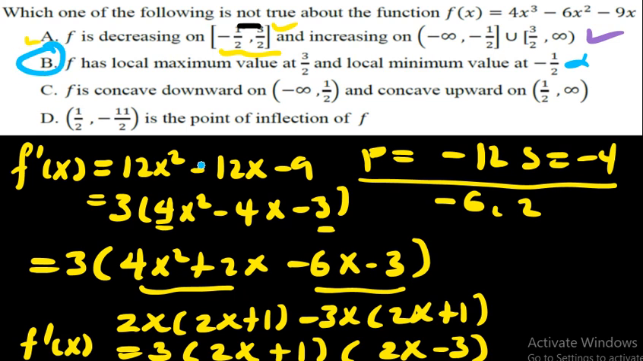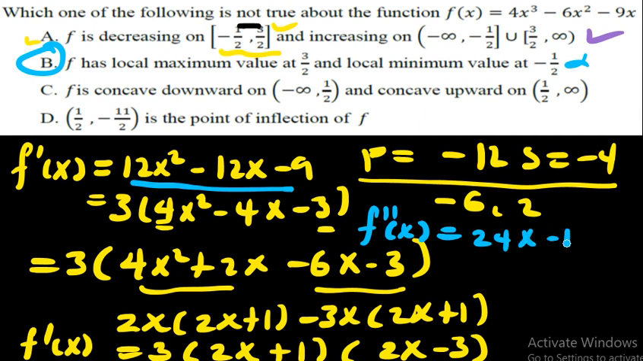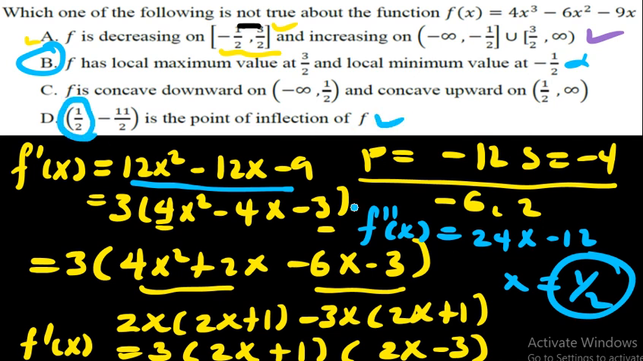The other one, concave up and concave down, you have to derive for the second time again. When you derive the second time, for example, look, the second derivative will be this one derived again. When you derive it, it will be what? 24x minus 12. So this will be 0 when x is equal to what? 1 over 2. So this means the inflection point. So the inflection point is at 1 over 2, that's correct.